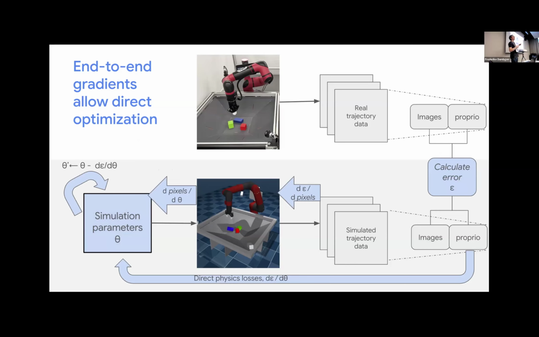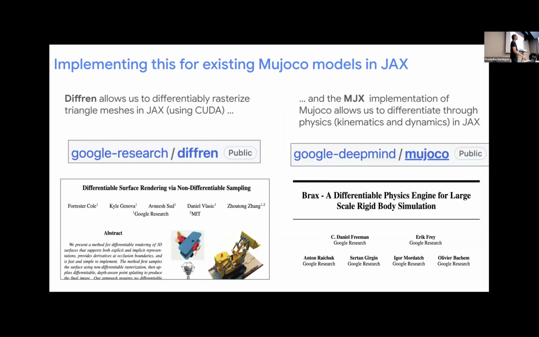But the problem with applying this conceptually simple approach is that we have all these pieces to get through. We have to think, how are we going to render it? What loss functions do we want? How are we going to differentiate with respect to the pixels? How are we going to differentiate with respect to the physics? This all seems quite difficult, and that's perhaps why people haven't done it very much until now.